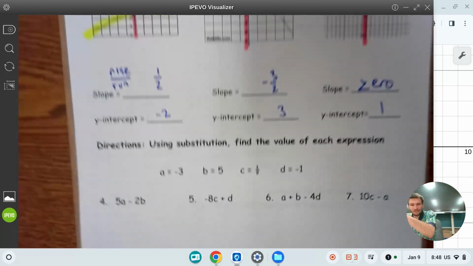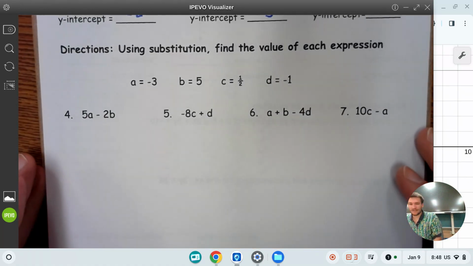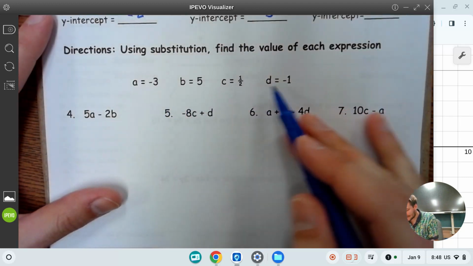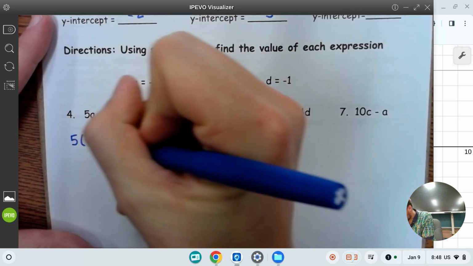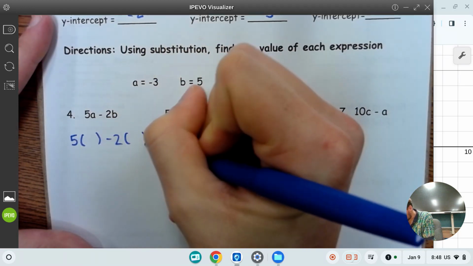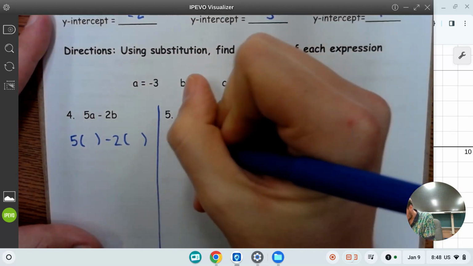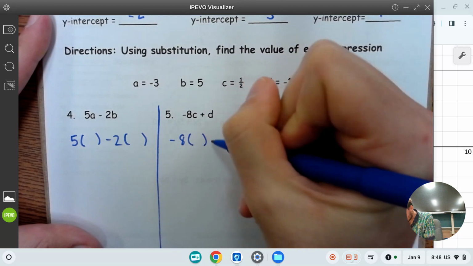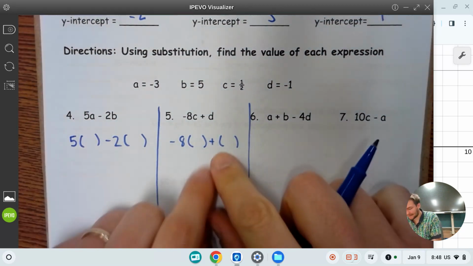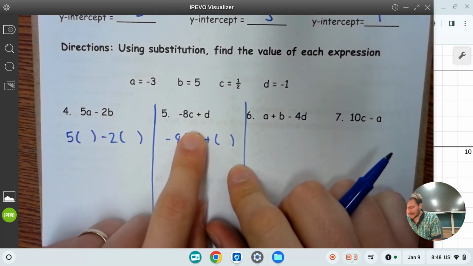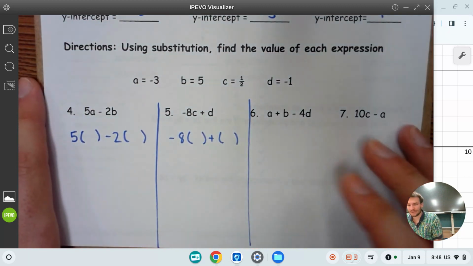At the bottom, we're talking about substitution here, plugging these numbers in. And so when we go to plug these numbers in, A, B, C, D, we're going to want to put them in here. 5A minus 2B, -8C plus D. So what I'm doing is leaving these gaps where these letters used to be. That's where the C used to be. That's where the D used to be. And I just need to put the letters where they're supposed to be.